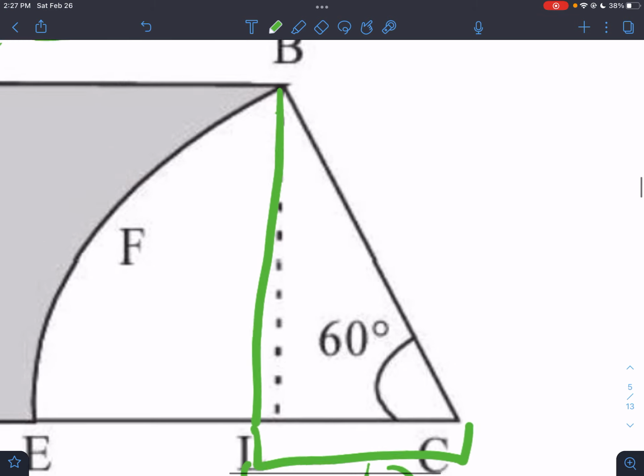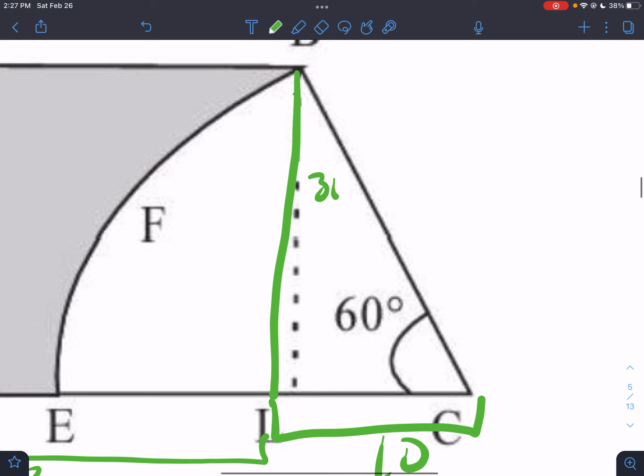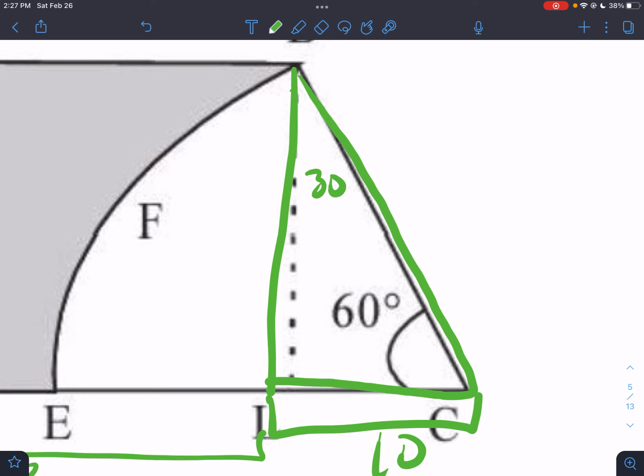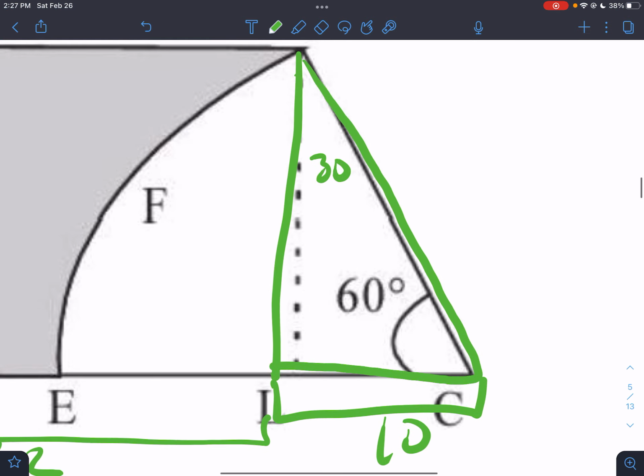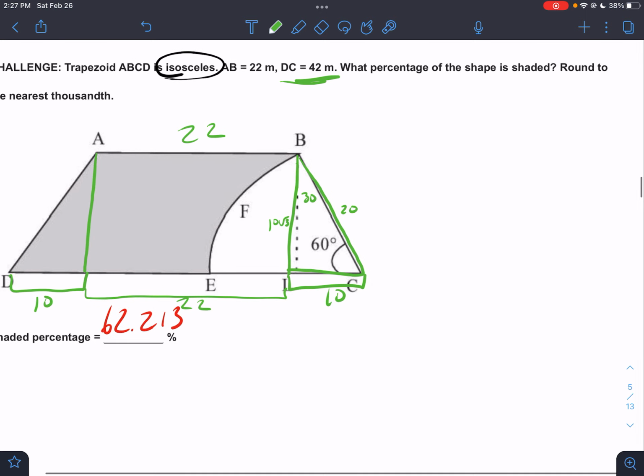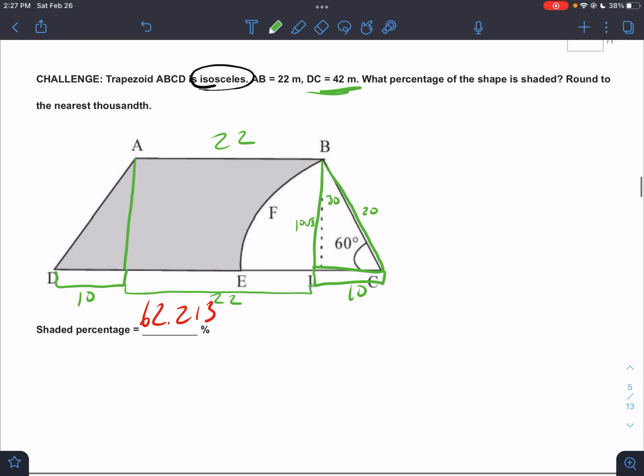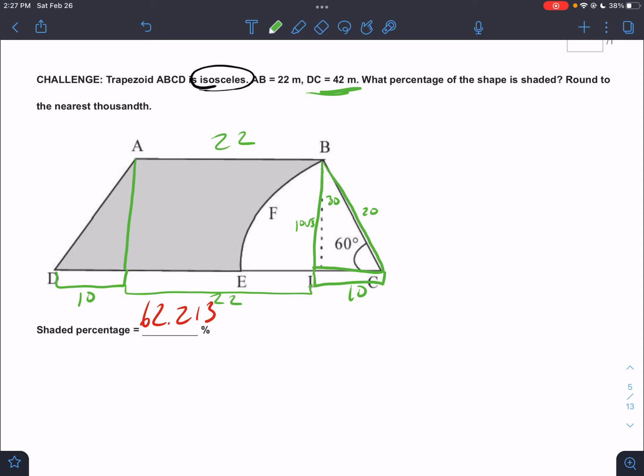Now, just like the one in class, this is a 30, 60, 90 triangle over here. So we do have a 30, 60, 90 triangle. The side across from 30 is 10. That means the hypotenuse is 20, and the height is 10 root 3. So we're trying to find the area of the shaded region. Let's come up with a plan. Look at the whole thing. The whole thing is a trapezoid. So we know we're going to divide by the whole thing, which is the trapezoid.